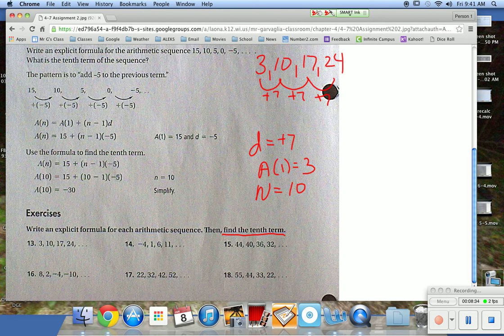But if you want to use the equation, which is A sub N equals A1 plus N minus 1 times D.